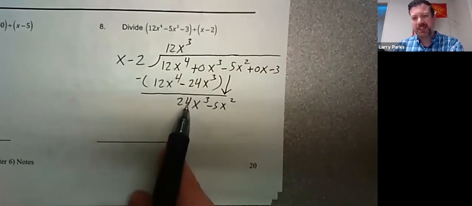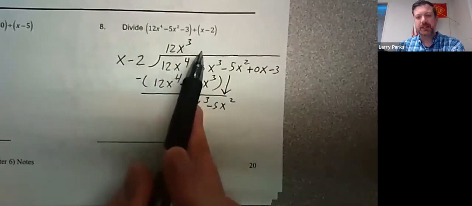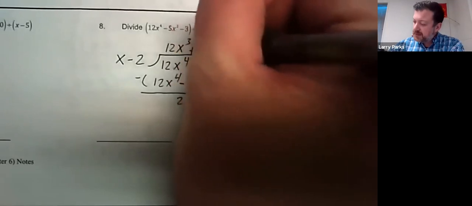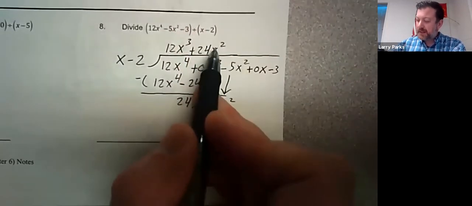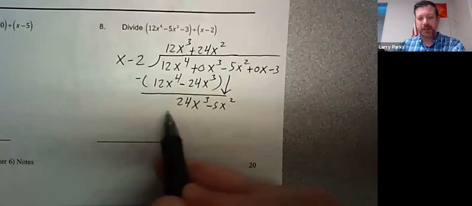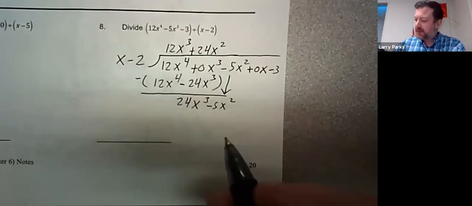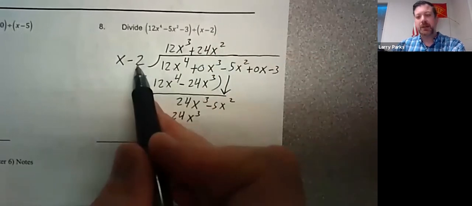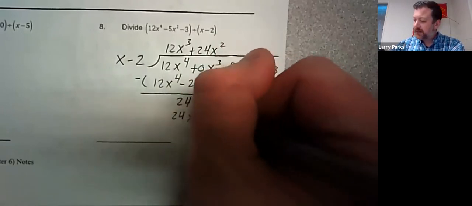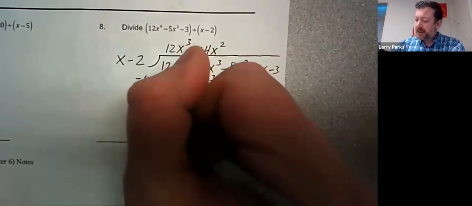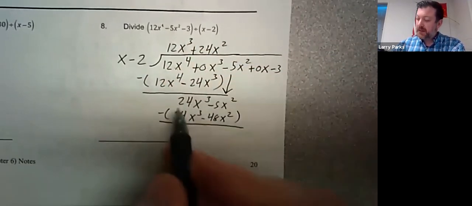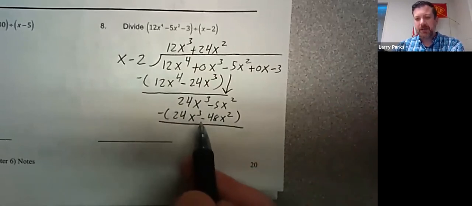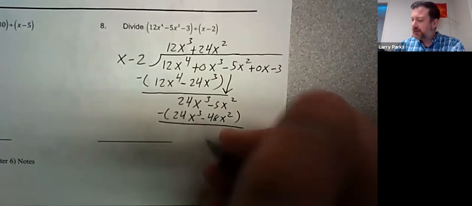X times what is 24x cubed? 24x squared. Take that times this, that times that, put it underneath. 24x squared times x, 24x cubed. 24x squared times -2 is minus 48x squared. Take it away. Those go away. 24 minus 24. -5 minus -48 would be -5 plus 48, which is 43.